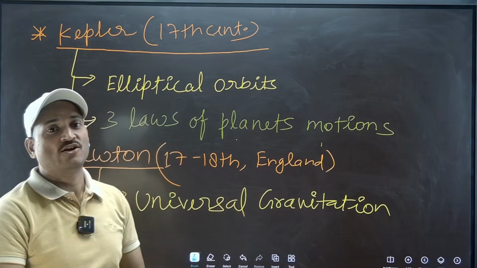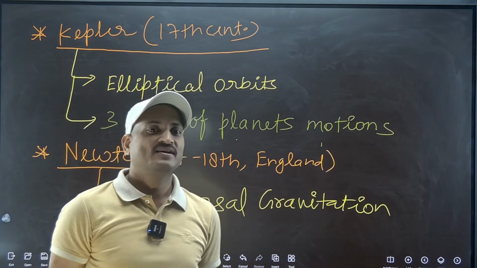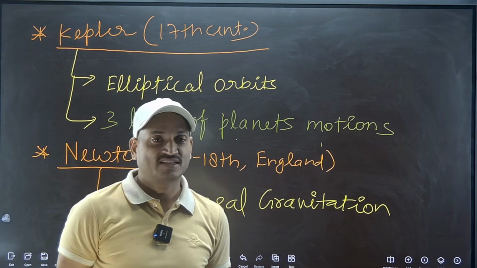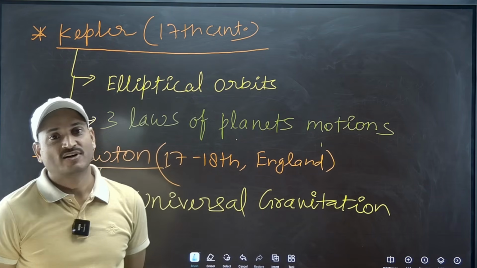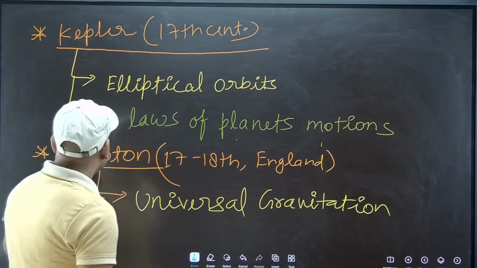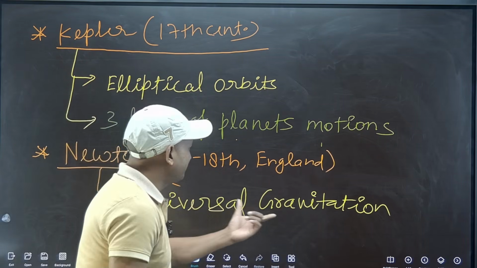And since we are talking about celestial objects, they are huge, they are big, so they have tremendous gravitation. As we know about the sun, all the planets are revolving around it under the gravitation, under the gravity. So he propounded the concept of universal gravitation.